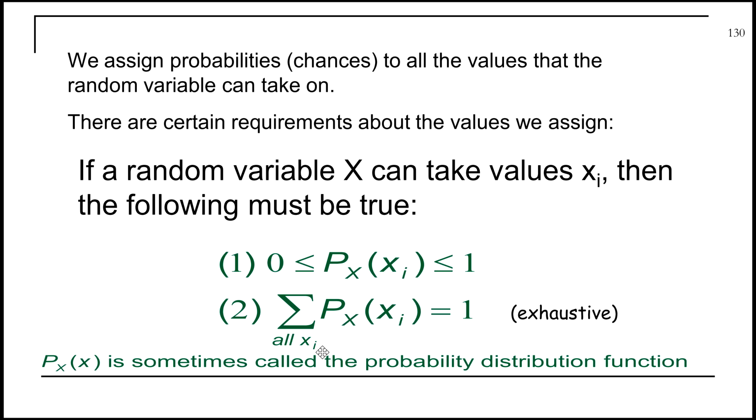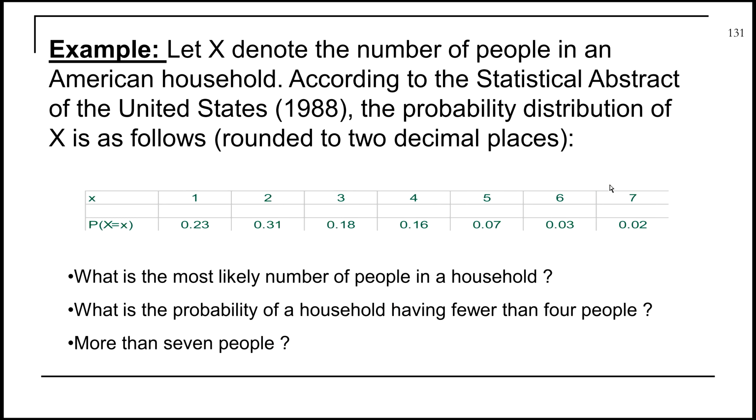The requirements for a random variable are the basic axioms of probability. Probabilities have to be between 0 and 1. And if you sum up all the values a random variable can take on, it has to sum to 1. So, your basic ideas of probability theory.